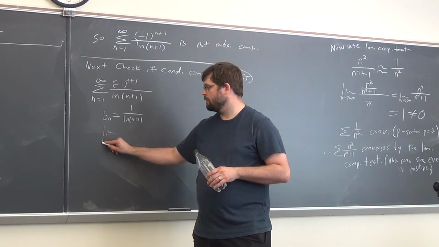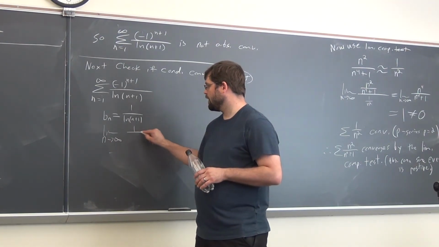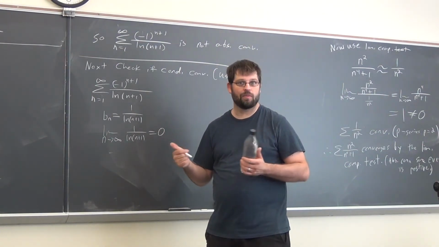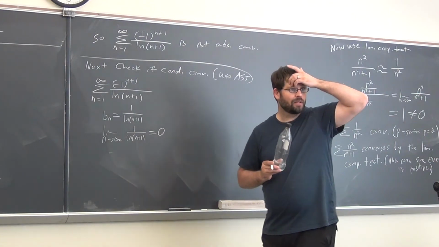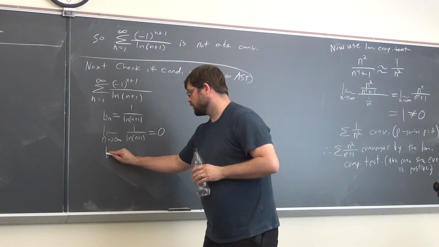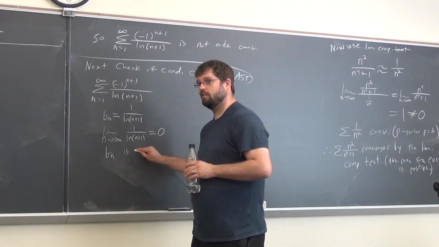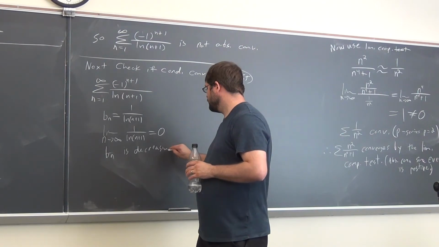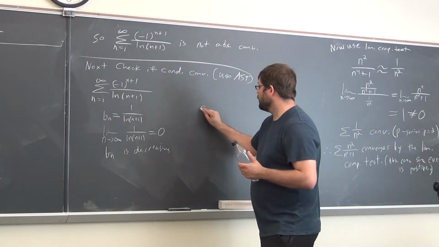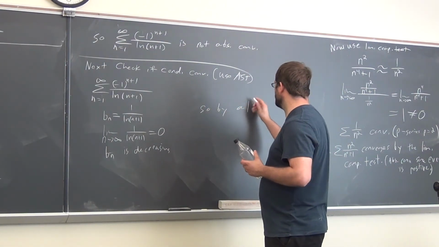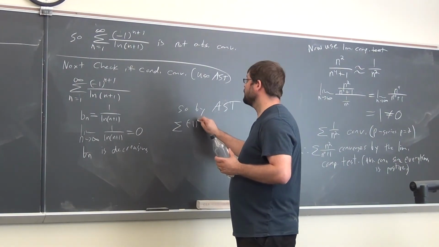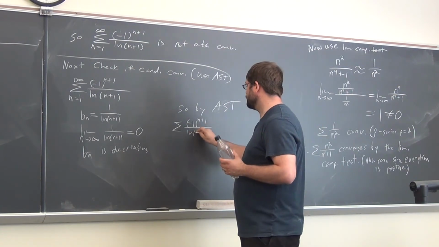Its limit goes to 0. The limit as n goes to infinity of that is 0, right? So that was the first step. That's essentially the nth term test part of it. And then what do you check next? That it's decreasing. And this one's pretty clear. b_n is decreasing, right? You're just going to add more into the log, which grows, and so the whole thing's decreasing. And so by the alternating series test, this series converges.